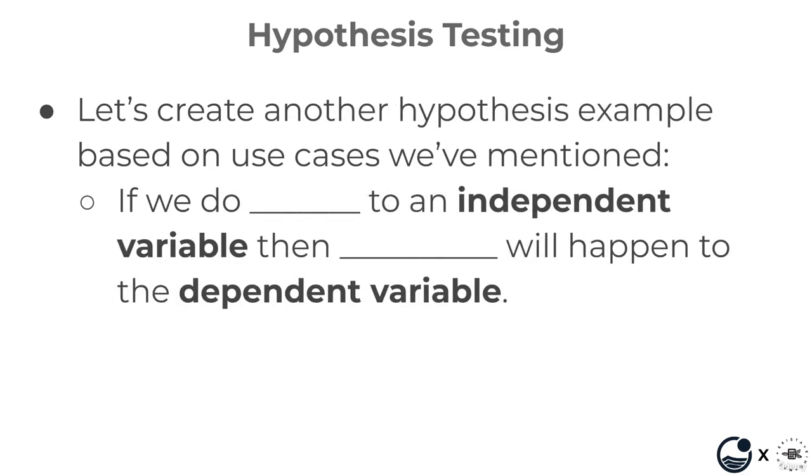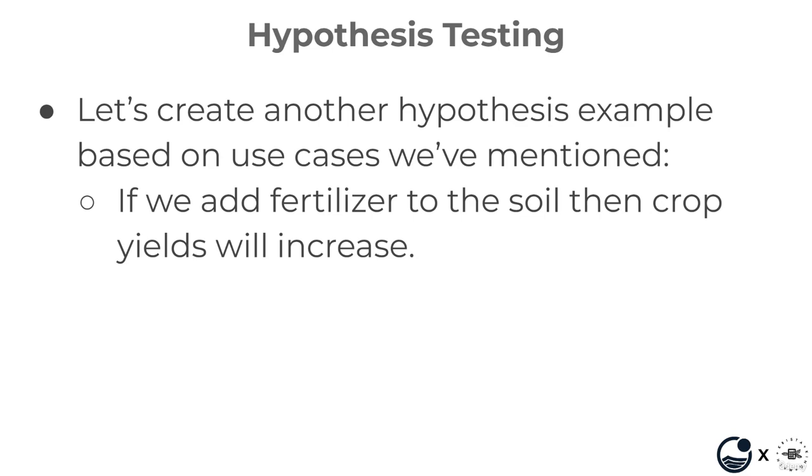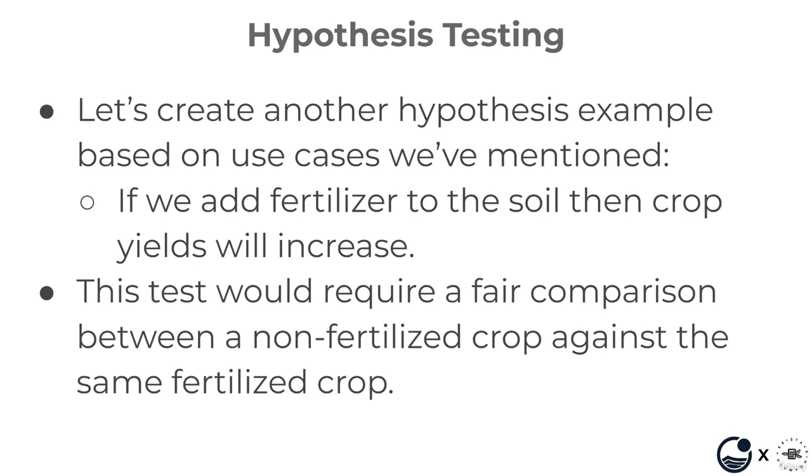So let's do another example of, again, blank to an independent variable, then blank will happen to a dependent variable. So we can say something like, if I add a fertilizer to the soil, then crop yields will increase. Again, this test would require a fair comparison between a non-fertilized crop against the same fertilized crop. So I should try to make sure that all the other independent variables are as similar as possible between the groups. An obvious one would be the crop itself. I probably want to compare non-fertilized corn versus the same corn, just fertilized. It's not really helpful to do something like non-fertilized oranges versus fertilized cucumbers. We want to try to keep all the other independent variables the same. And we'll discuss in a second testing multiple independent variables.